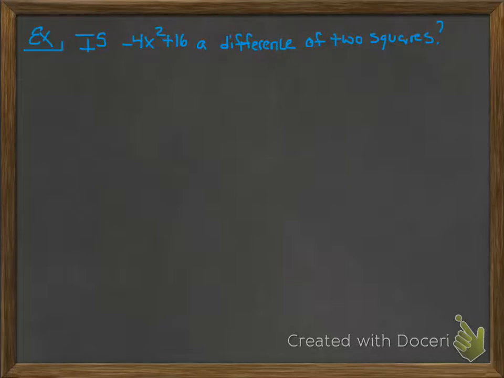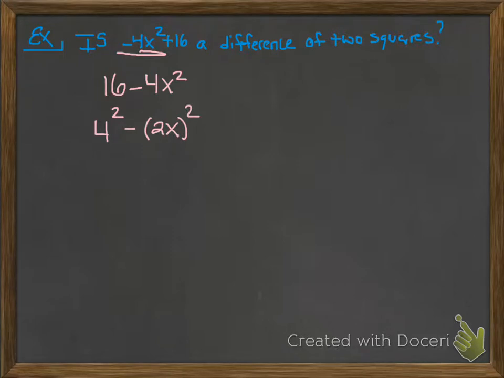How about, is negative 4x squared plus 16 a difference of two squares? Well, there is a minus sign, but the minus sign is over here. So I'm not quite sure. Let's see. Is there a way to rewrite it so that they have a minus sign between them? Well, I could write it as 16 minus 4x squared. Okay, so now we have a minus sign. 16 is just 4 squared minus (2x) squared. So they are a difference of two squares. So yes, this is also a difference of two squares.